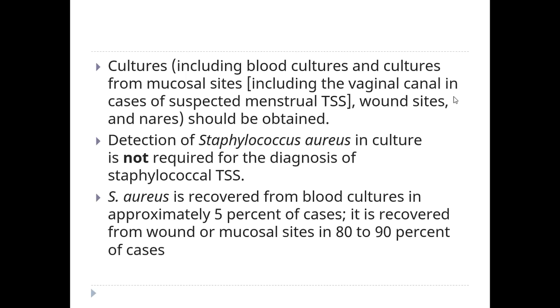Usually you diagnose them with cultures and all. Please remember, for the diagnosis of staphylococcal toxic shock syndrome, you don't have to be culture positive. It is a clinical diagnosis based on the criteria, because the blood culture is negative in almost 95% of the patients. So you have to go for tissue diagnosis. You take a tissue swab or a biopsy, and then in 80 to 90% of the patients, you are able to recover the bacteria.